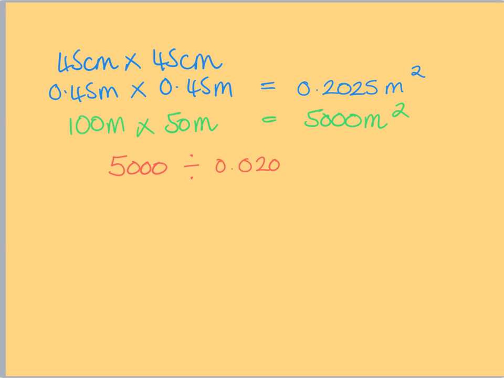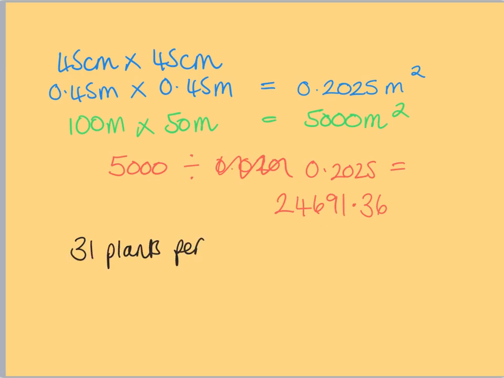Whoops. Let's just scribble it out. 0.2025. I'm going to put that in my calculator. And I've got a very unwieldy number, and I'm going to write it underneath, it's 24,691 point, I'm going to round to 2 decimal places, 0.36. Okay, so that's how many quadrats will fit in the field. What the question also told us was how many plants there were in a quadrat, and it told us there were 31 plants per quadrat.